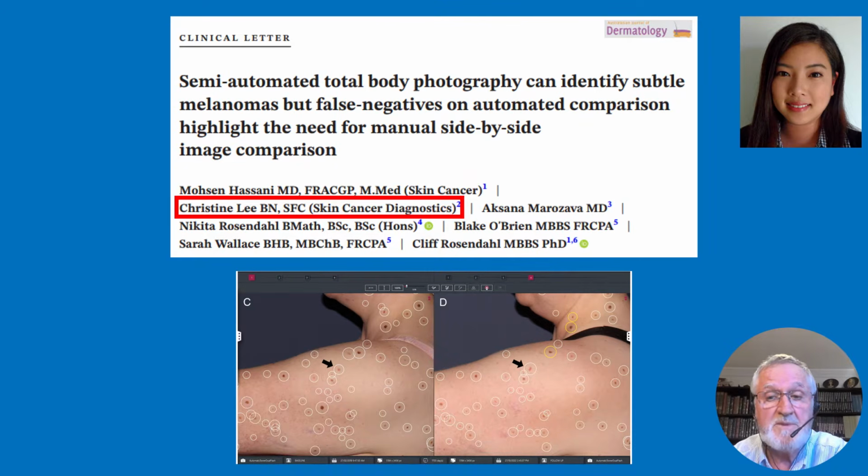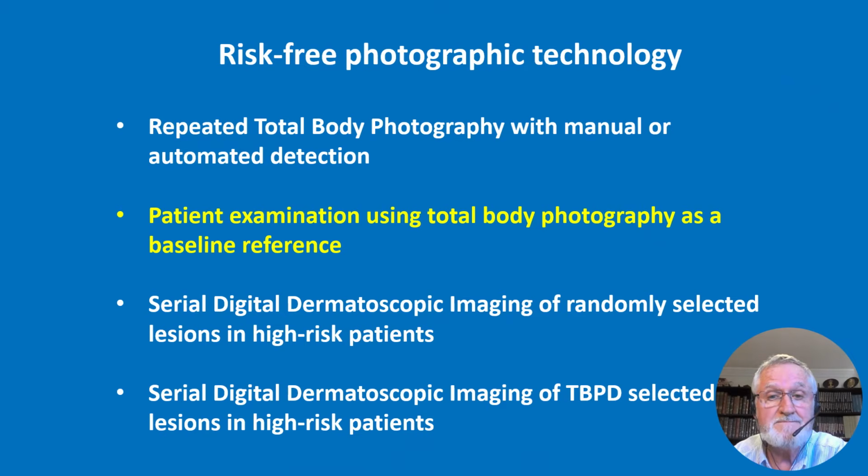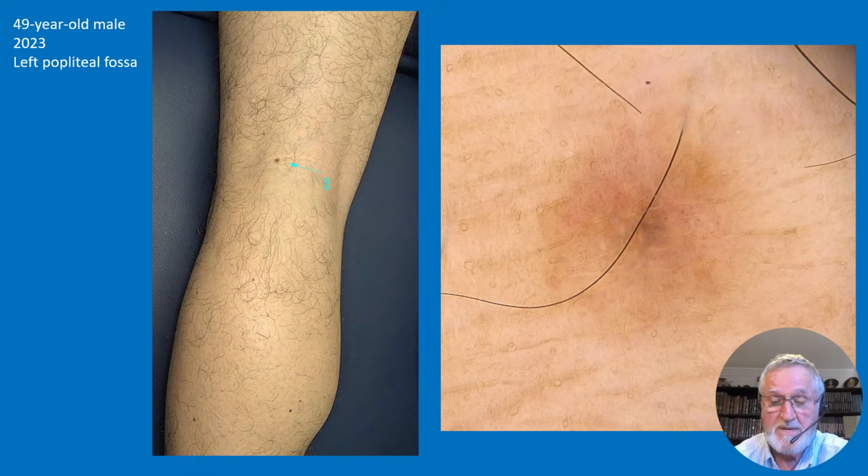And we published that with Christine as the first author. Now, the second type of technology I'm going to talk about is patient examination using total body photography as a baseline reference. So here we have a 49-year-old male. Notice these are not old patients, they're young patients. This is a lesion encountered in 2023 in his left popliteal fossa.